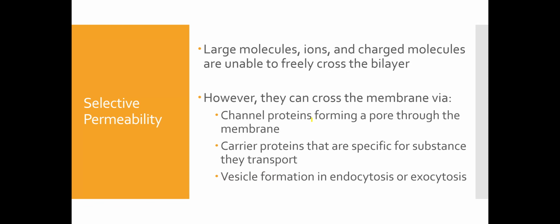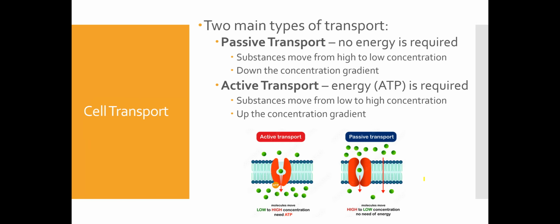So things that are big may require proteins, either channel or carrier proteins, or they may be brought in by a vesicle through a process called endocytosis, or they could be released through the membrane by a vesicle in a process called exocytosis. And so these are the kind of things that we're going to be looking at through the rest of the notes. So in general, there are two main types of transport.